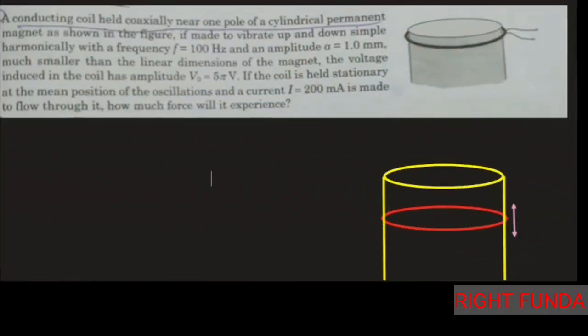Here is a question from electrodynamics. Let's go through the question first. A conducting coil is held coaxially near one pole of a cylindrical permanent magnet as shown in the figure.